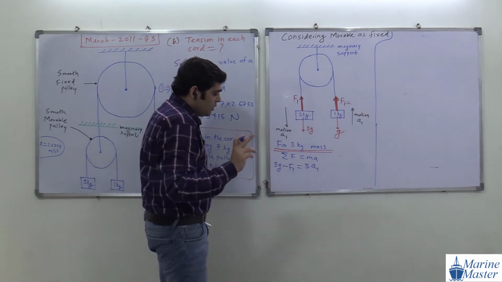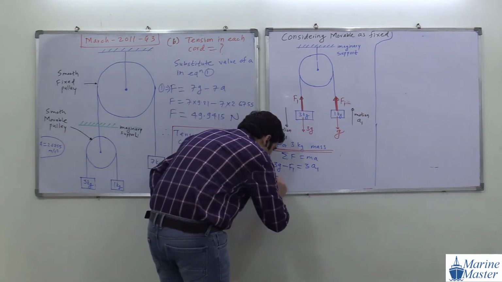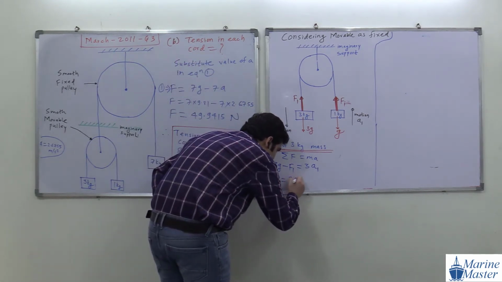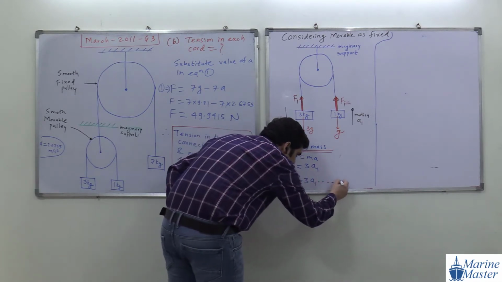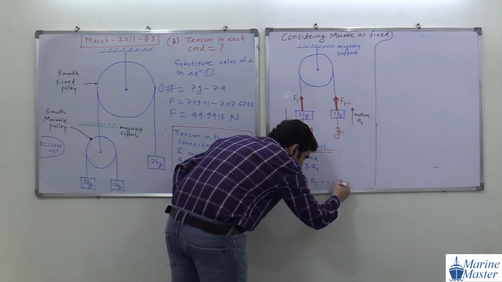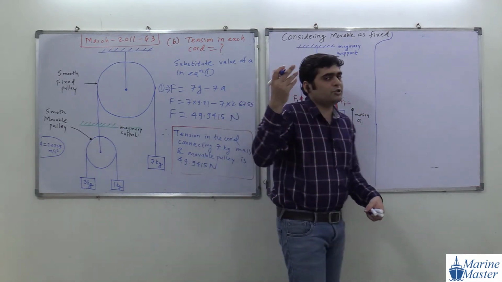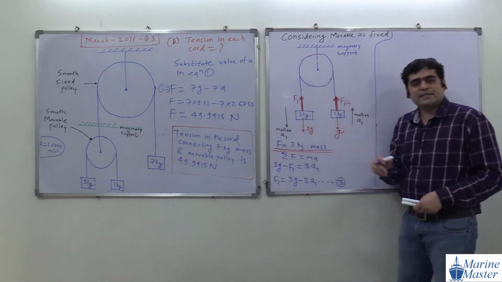Okay. Now what can we say? F1 is equal to 3g minus 3a1. Okay. And we will consider this as our equation number 3, because we already considered equations 1 and 2 previously in the A part.